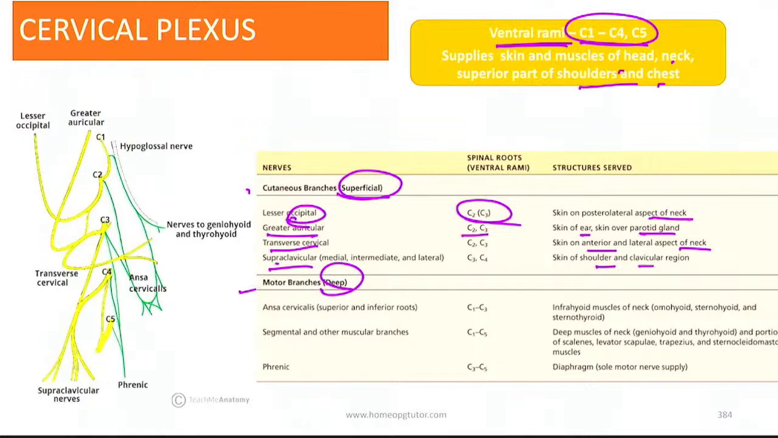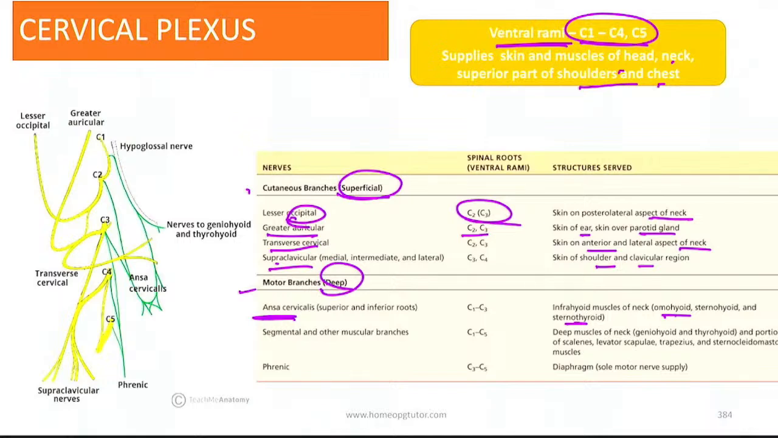Superficial branch is not much important, but when we speak about cervical plexus, there is one nerve that you have to know. That is about the ansa cervicalis. Okay, ansa cervicalis, that is what you have to remember about cervical plexus, because that supplies the infrahyoid muscle. Okay, we have omohyoid, sternohyoid and sternothyroid muscles. Okay, they are the infrahyoid muscles of neck. Okay, so that is supplied by the ansa cervicalis.